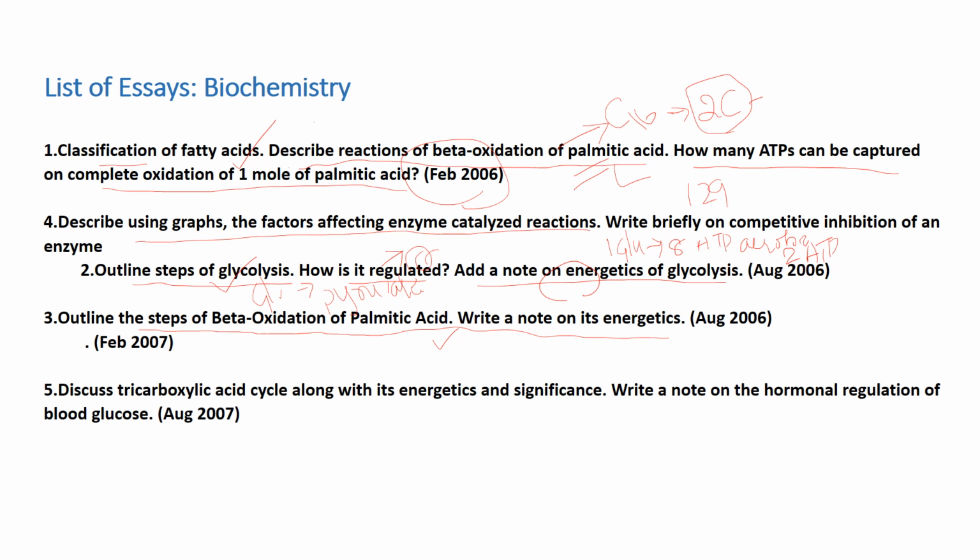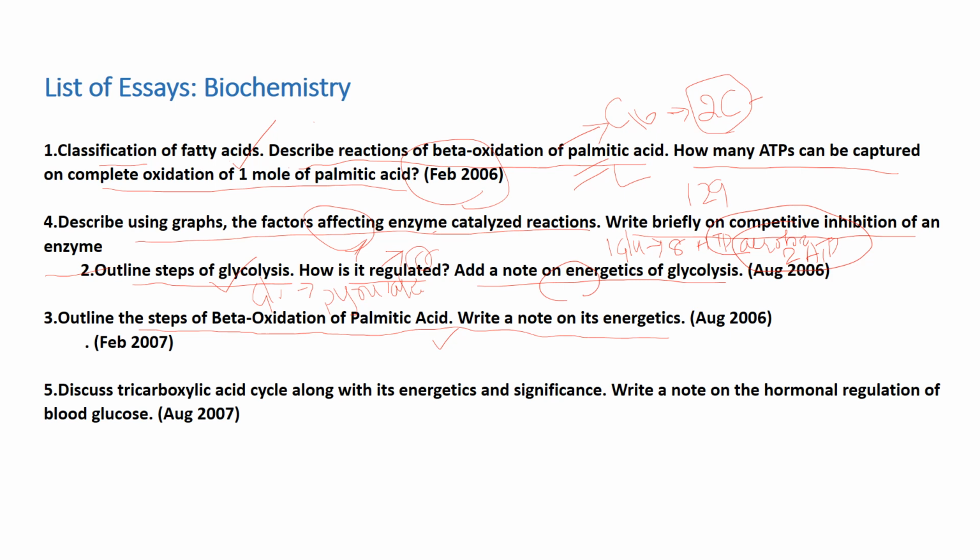The fourth question is: describe, using graphs, the factors affecting the enzyme catalyzed reaction, and write briefly on the competitive inhibition of an enzyme. What is asked is a graph. Factors affecting enzyme catalyzed reaction, we have a lot of things, 7 factors. Substrate concentration, effect of temperature, effect of pH, effect of product formation, and all these come under activation energy. For all the factors, there is a graph which explains the enzyme catalyzed reaction. So you have to write the factors and also include the graph for this question.